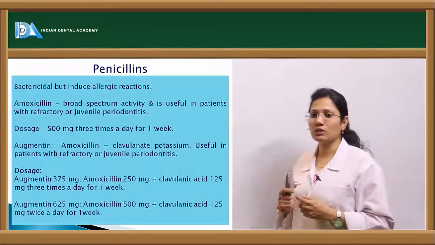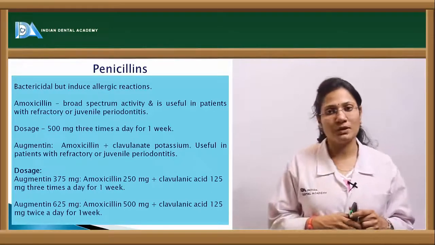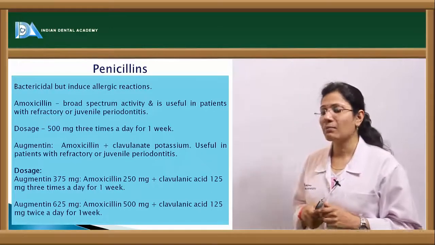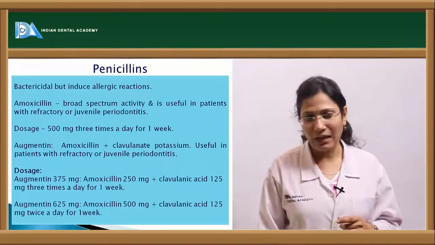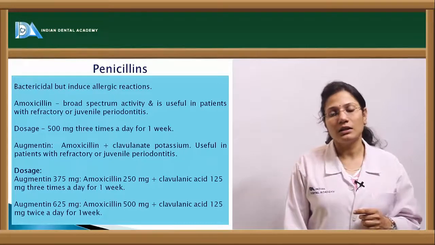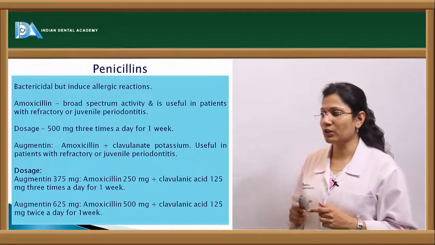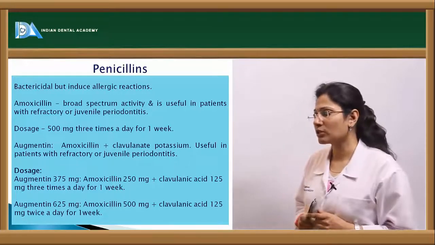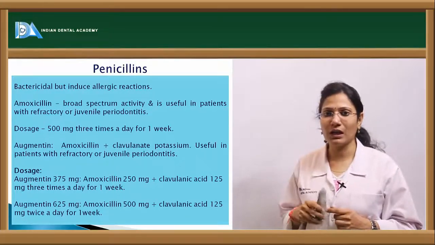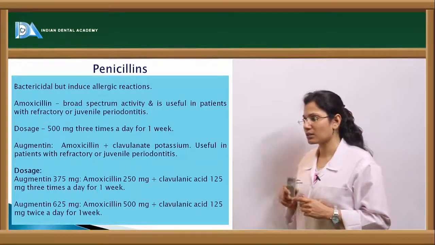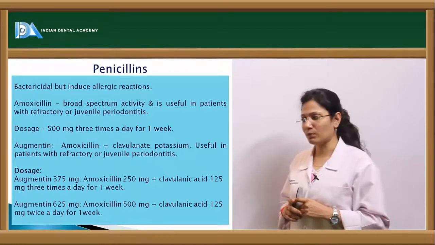Now, coming to the next group of antibiotics, that is your penicillins. Your penicillins are broad spectrum antibiotics, and they are bactericidal but induce allergic reactions. They have the capacity to inhibit cell wall synthesis. The most important group of penicillins includes amoxicillin. Again, this has broad spectrum activity, and it is useful in patients with refractory or juvenile or aggressive forms of periodontitis. The dosage that you give is 500 milligrams 3 times a day for about 1 week.